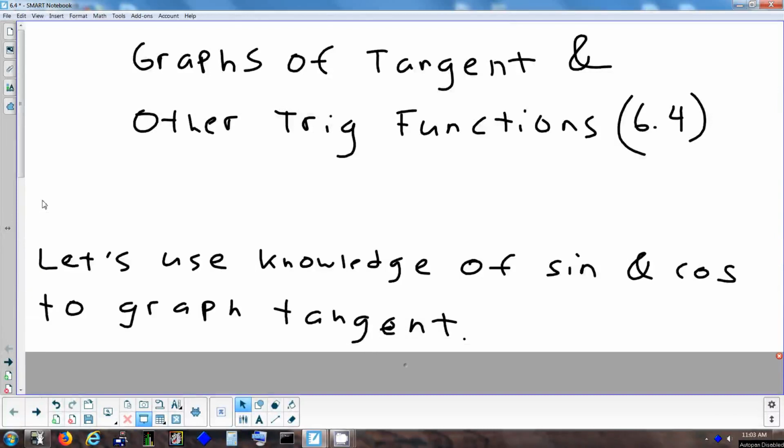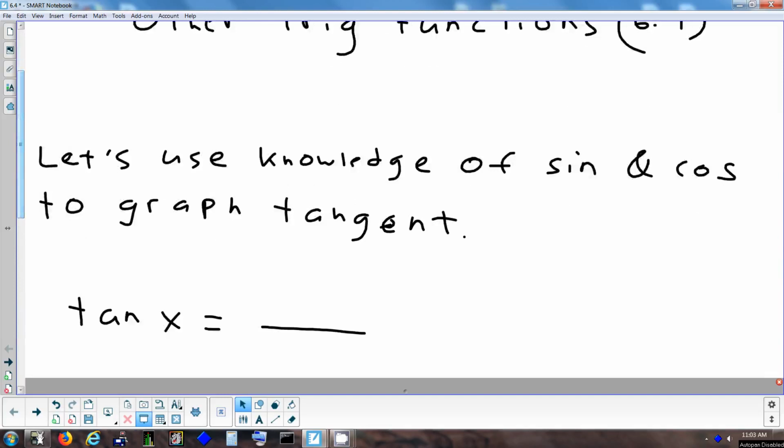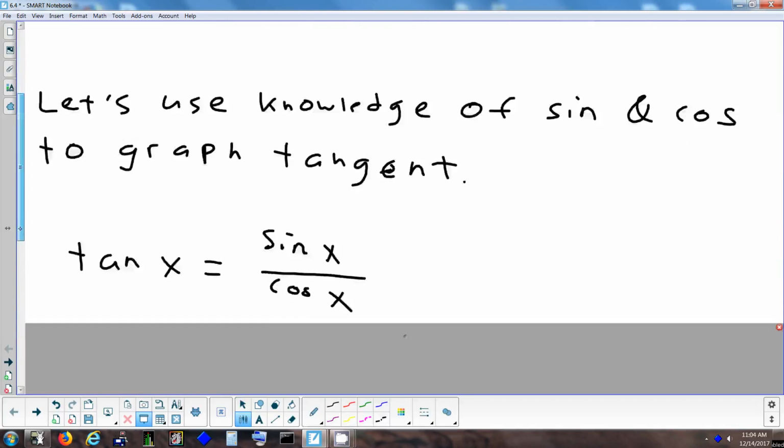So for the first one, and this is the only one I'm going to go through all the detail, for tangent, there's a way we can write tangent using sine and cosine. Does anybody remember how to write tangent as a fraction? Yeah, tangent is sine divided by cosine. Well, if we know what sine looks like and we know what cosine looks like, we can use those two ideas to figure out what tangent would look like.